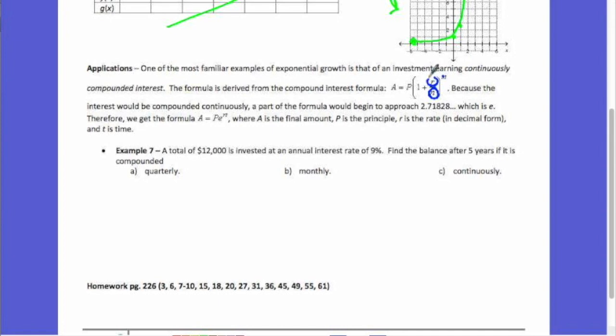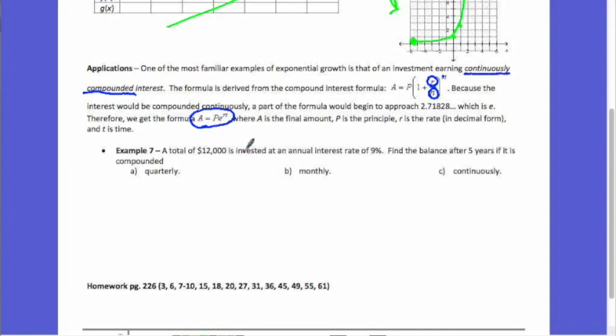This rate would be your percentage that you're growing by. Okay, but continuously compounded interest, we're going to be calculating it all the time. So it like never stops. That's the idea. So then this guy right here is your continuously compounded interest formula.